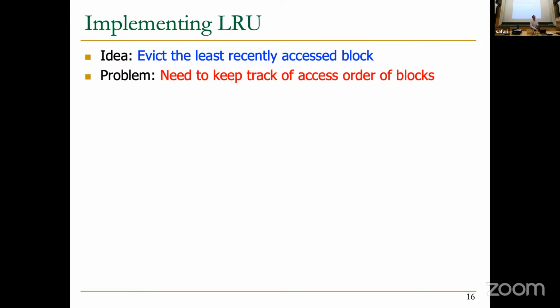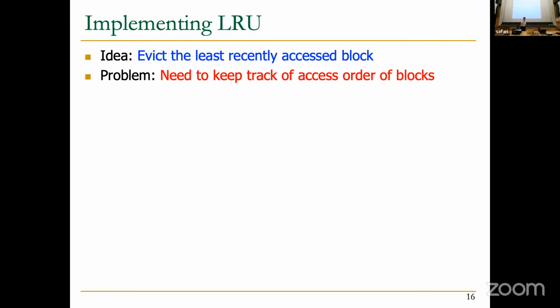Now, the problem is it's not that simple, at least if you have large, highly associative caches, because you need to do what is written over there. You need to keep track of access order of blocks. So if you have 4 blocks, you need to keep track of in which order they were accessed in the past. Which one is the most recently accessed, which one is the next most recently accessed, and which one is the least recently accessed. So you can see that there's an ordering. And when you access one of those blocks, that ordering changes, right? You need to promote the block that you're accessing to the most recently used position.